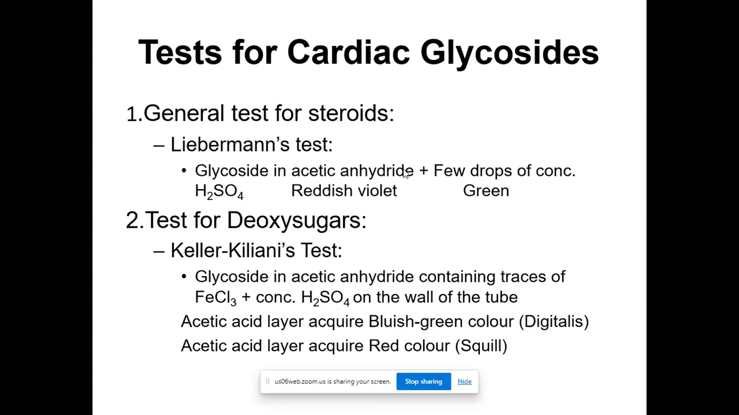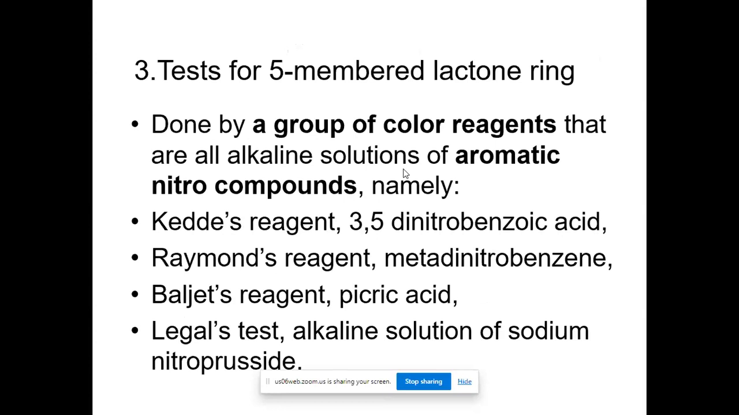So we go to the tests for glycosides. For the general test for glycosides, you have the Liebermann's test, whereby the glycoside in acetic anhydride, you add a few drops of concentrated sulfuric acid, it will give a green color. For the deoxy sugars, we use the Keller-Killiani test. I think we talked about this for carbohydrates. Glycosides in acetic acid containing traces of ferric chloride, when you add concentrated sulfuric acid on the wall of the test tube, the acetic acid layer will get a bluish color for digitalis and red color for the squills.